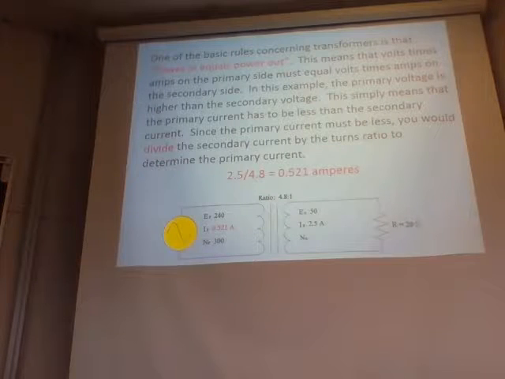Since the primary current must be less, you would divide the secondary current by the turns ratio to determine the primary current. So 2.5 amps in the secondary divided by the turns ratio 4.8 gives you the primary current of 0.521 amps.